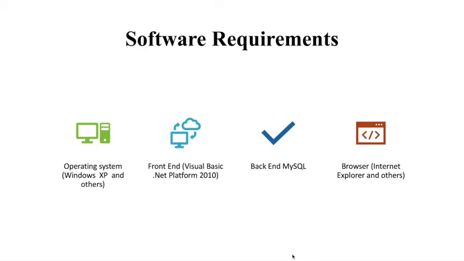The third one is backend or MySQL. Backend, when we say that, it relates to accessing data or database, that is what we call backend. And MySQL is a software which is used for this backend platform. Okay, so the next one is browser. As we all know, it could be any browser like Internet Explorer or Mozilla Firefox or any of the browsers. So these are the four software requirements which are necessary for conducting an online examination system.